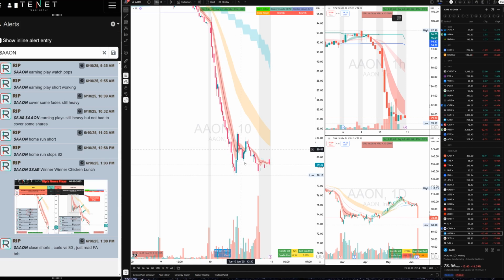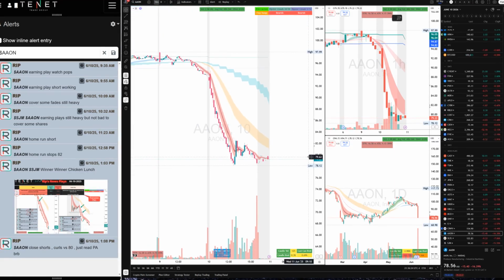You short 1,000 shares, you make $10,000. Whatever your account size, your risk potential. These are repeatable setups because you are making 10 times, 3 times, 4 times more than what you risk.